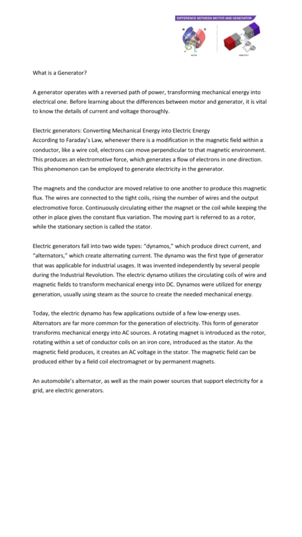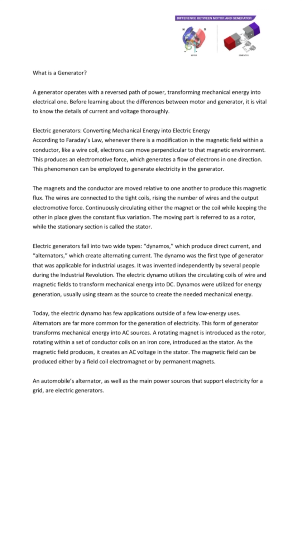The magnet and the conductor are moved relative to one another to produce this magnetic flux. The wires are connected in coils, raising the number of wires and the output electromotive force. Continuously circulating either the magnet or the coil while keeping the other in place gives a constant flux variation. The moving part is referred to as the rotor, while the stationary section is called the stator. Electric generators fall into two types: dynamos, which produce direct current, and alternators, which create alternating current.